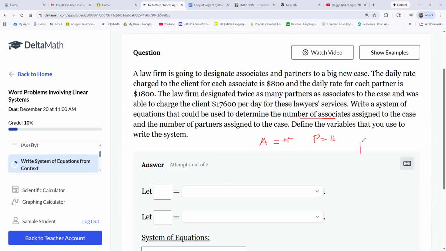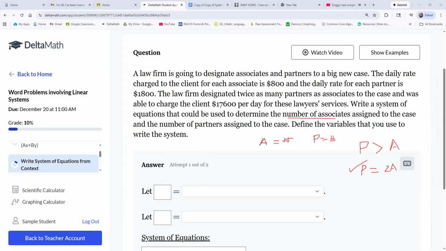So I know this is true. There are more partners than associates. How many more? Twice as many. So if I say P is equal to 2A, whatever the number of associates were, if you multiply by 2, that'll be the number of partners. So I can write one of the equations. This is one of the equations.